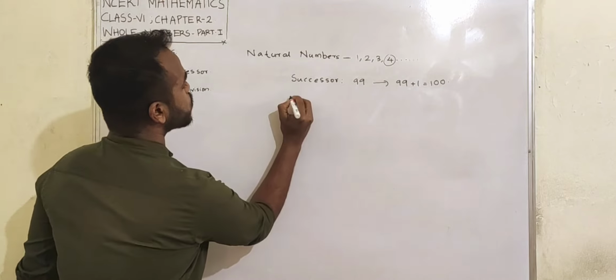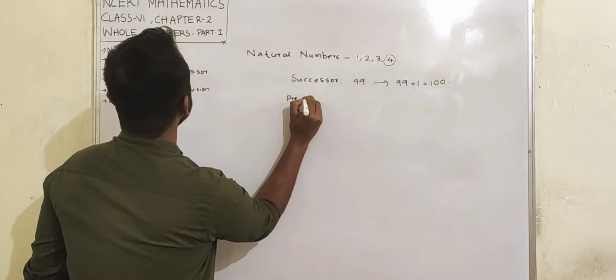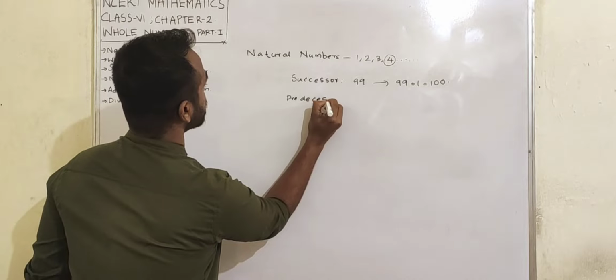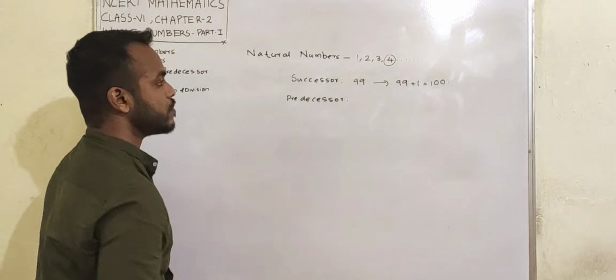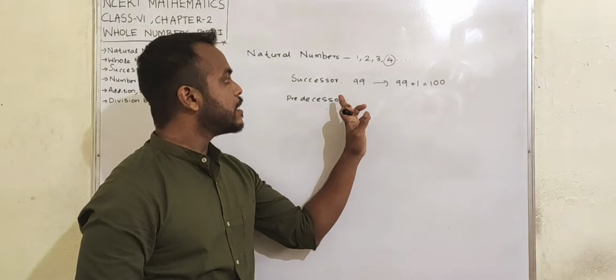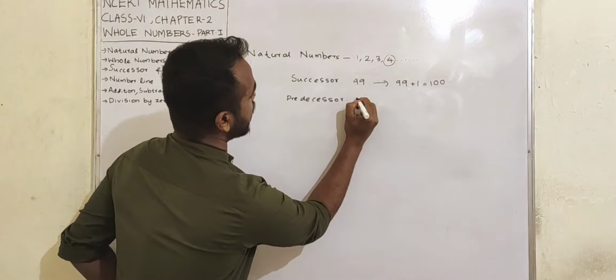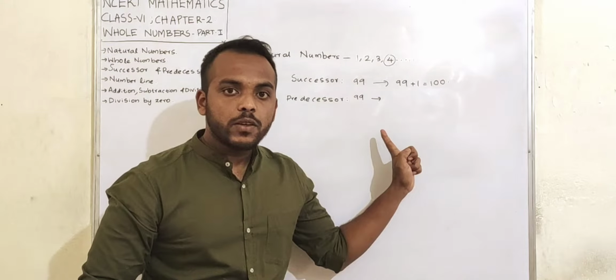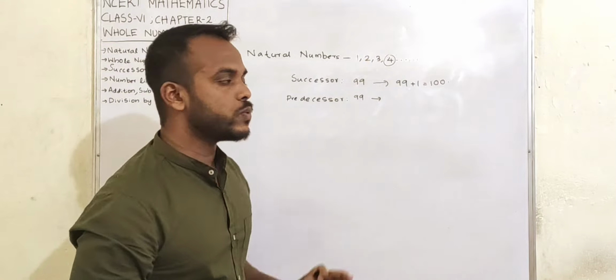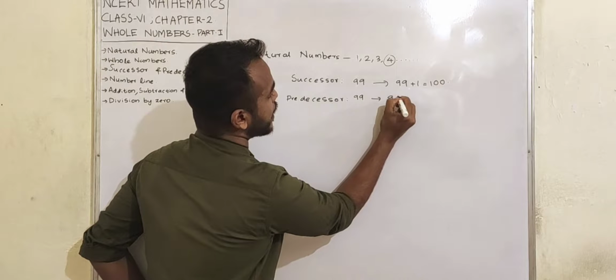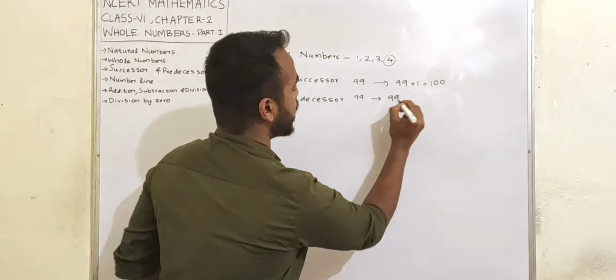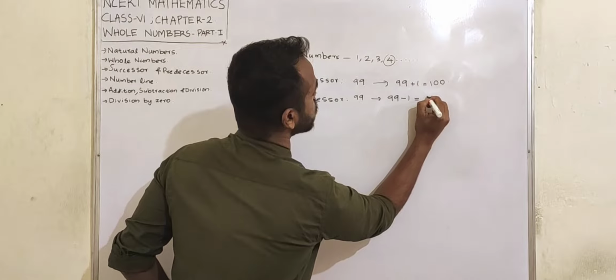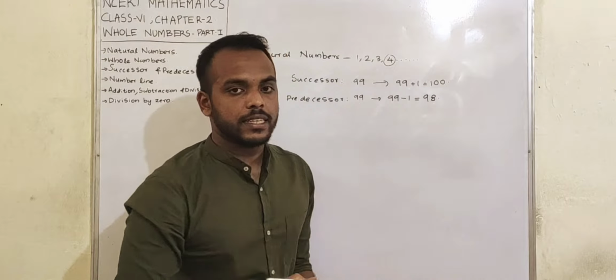Now let's see what is predecessor. You would have already got the concept of predecessor in your mind. Let's confirm it. Take the same number 99. The predecessor will be obtained by subtracting 1 from the number that is with us. For example, the predecessor of 99 is 99 minus 1, that is 98.